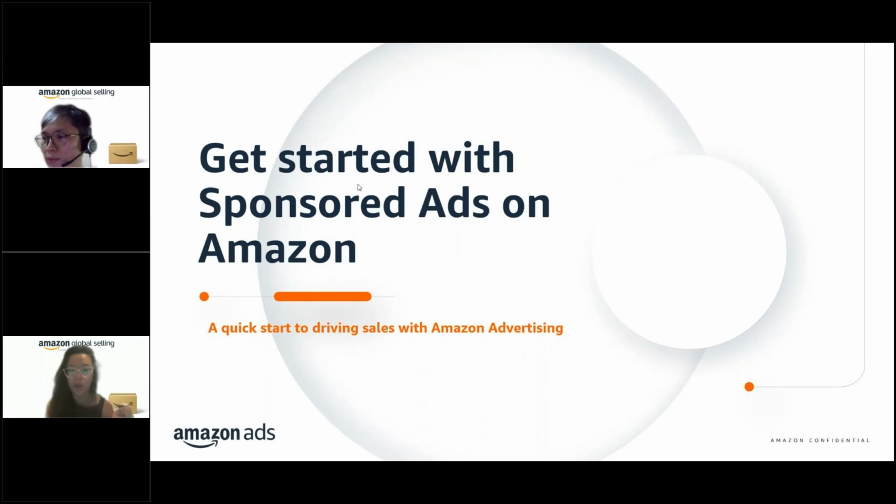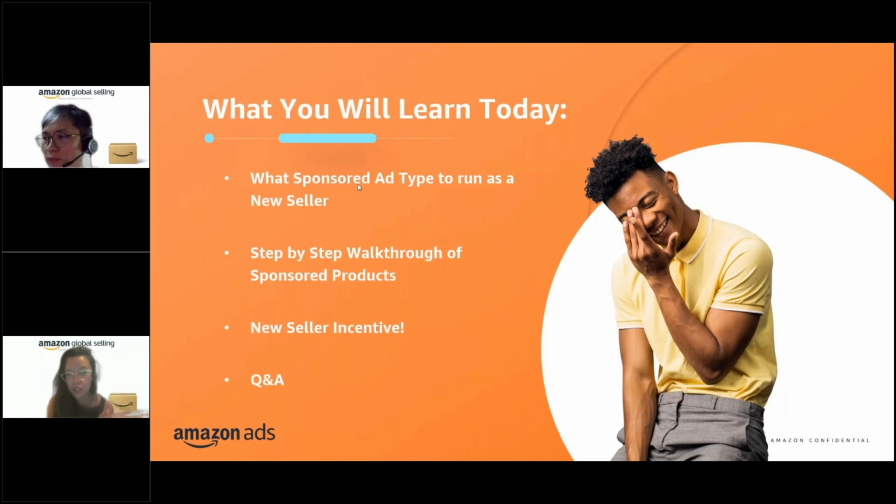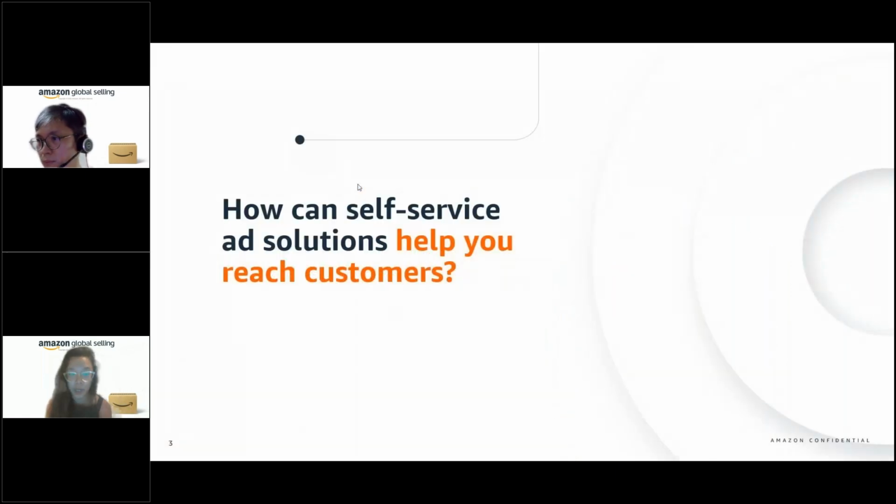So jumping straight into it, today you will learn what kind of sponsored ad type to run as a new seller, and then of course, Clarence will take you through the walkthrough of your ads console, and I'll do a quick overview of what to do with your very first sponsored products campaign. We will also inform you of the new seller incentive and the Q&A. So going straight into it, when you start selling on Amazon, how can self-service ad solutions really help you reach your customers?